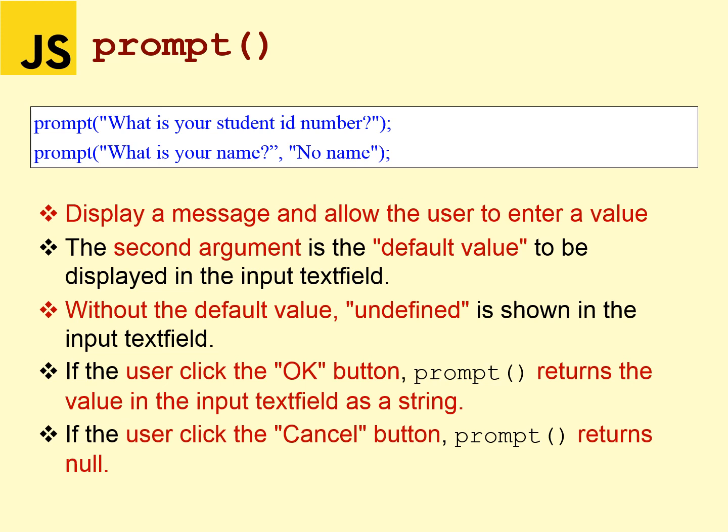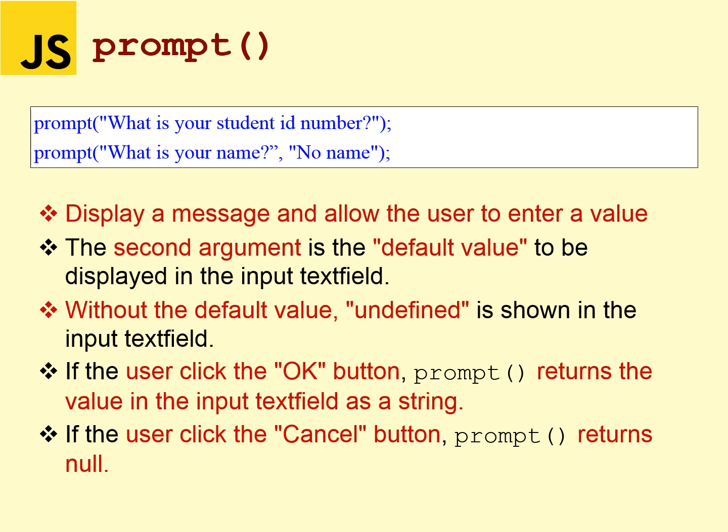If the user clicks the OK button, prompt returns the value in the input text field as a string. So if the user inputs some data and clicks the OK button, the message box returns the answer as a string value. It returns the value in the input text field as a string. So wherever this prompt is called, that area will get back a string value.